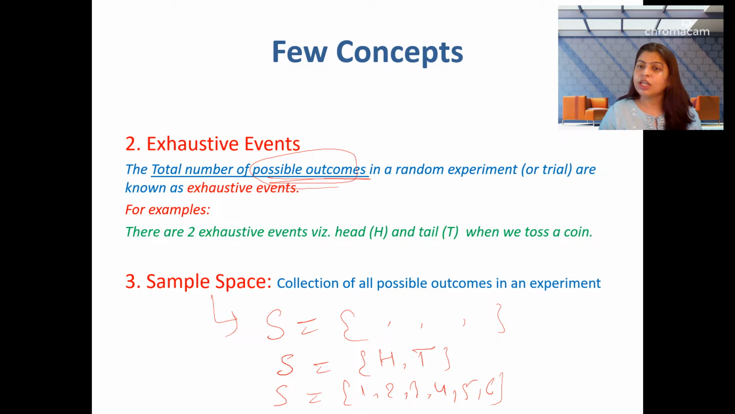If I toss two coins at the same time, what would be my sample space? It would be S equals head head, head tail, tail head, or tail tail. So this would be my sample space. I think now you are getting it: all possible outcomes, when we collect them and put them in the form of a set, is called the sample space. So now it is clear.